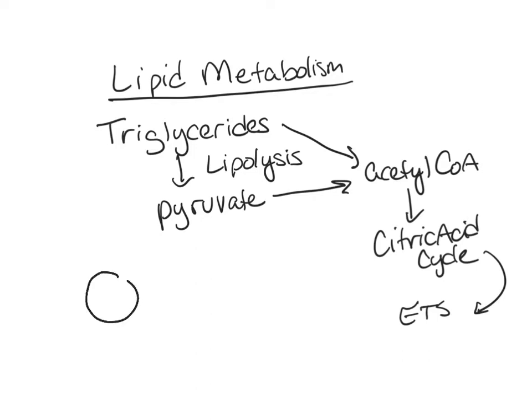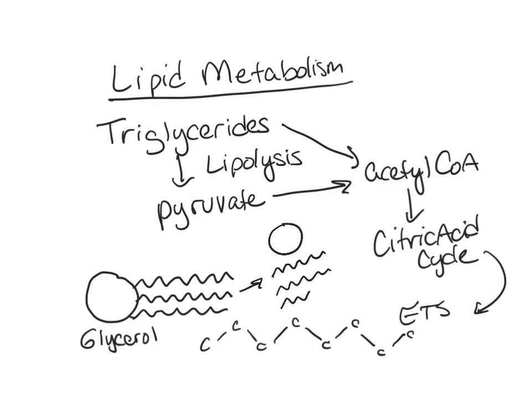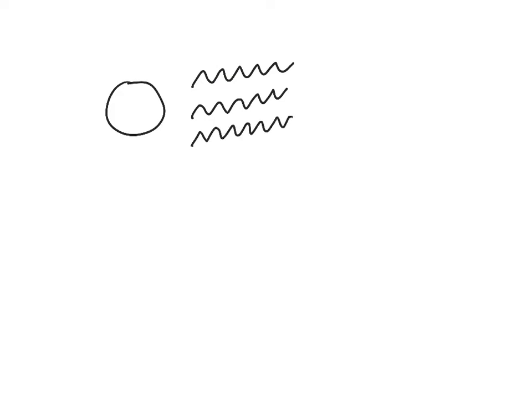A triglyceride has a glycerol head, and it has 3 fatty acid tails. Now these fatty acid tails are chains of carbons. When the triglyceride gets broken down, it'll be broken down into the glycerol head and the 3 individual fatty acid tails or chains. So let's take a look at that molecule then that's been broken down. We have the glycerol head and the 3 fatty acid chains.